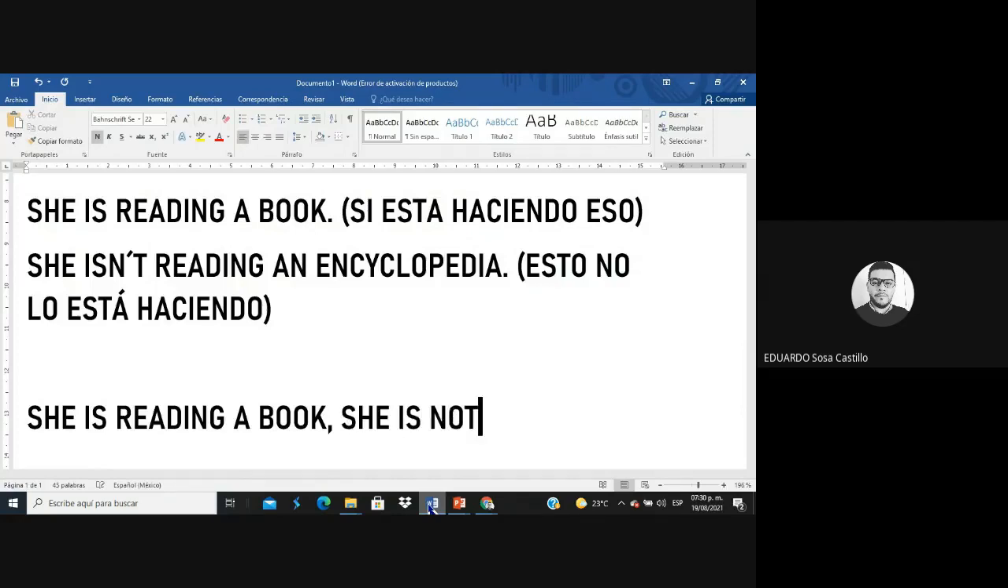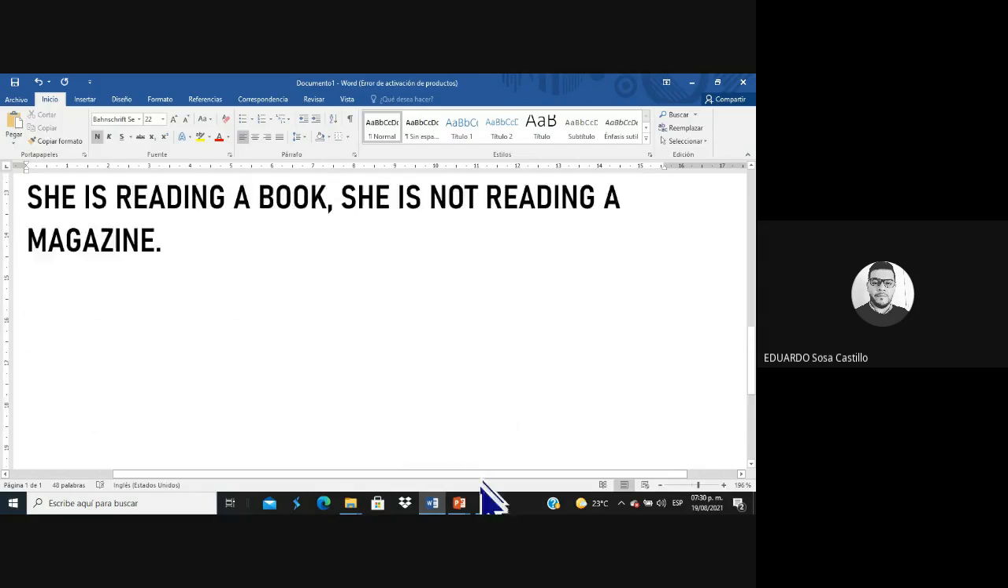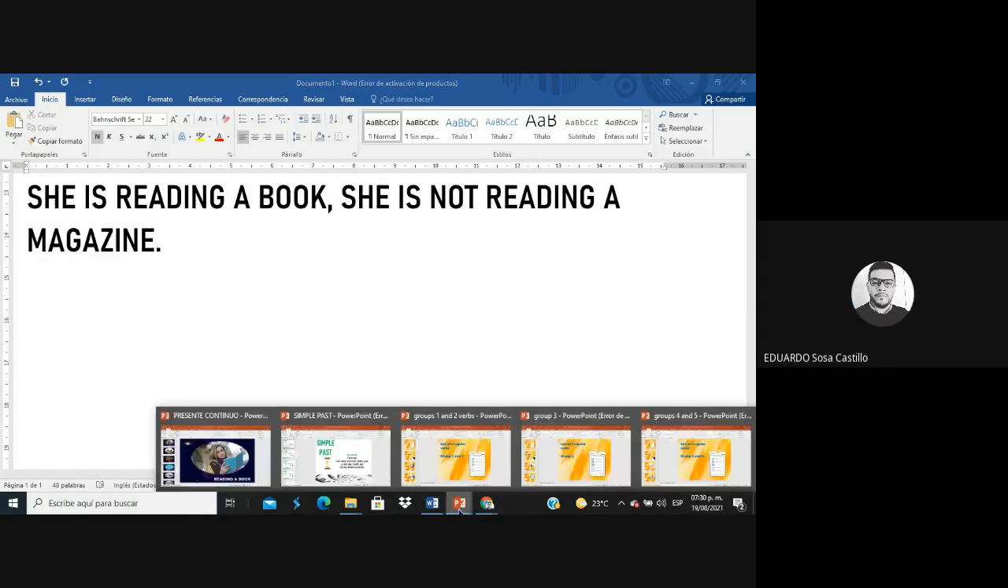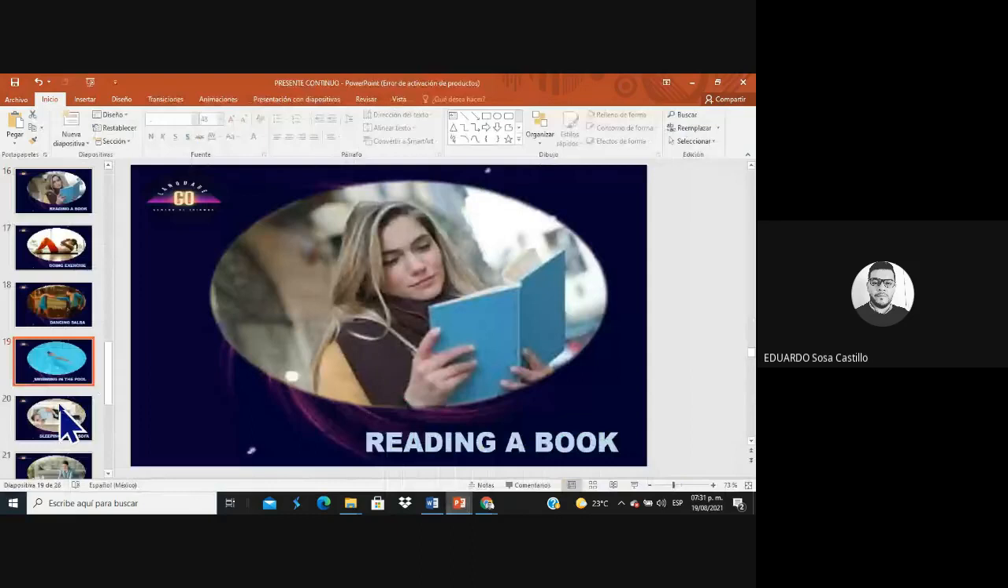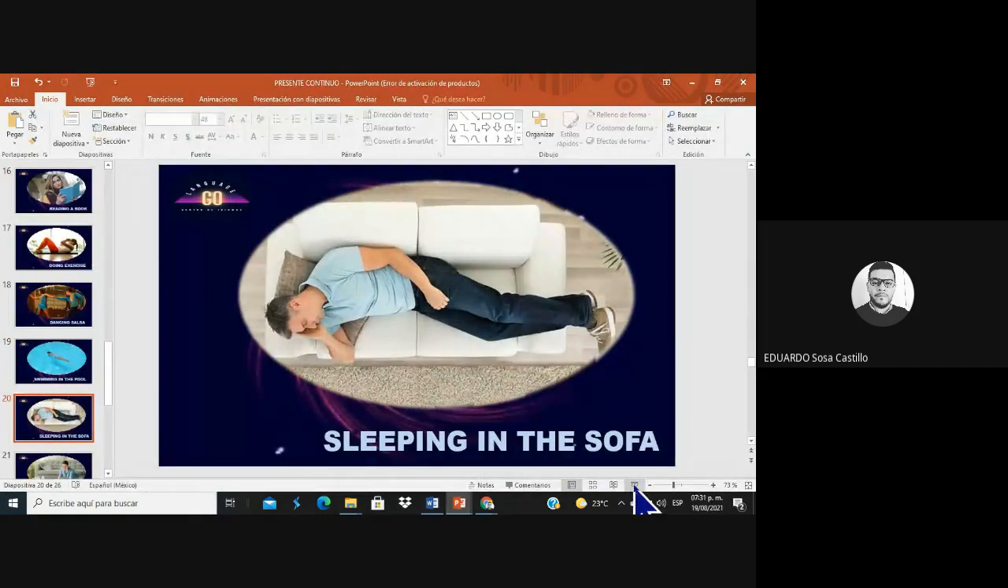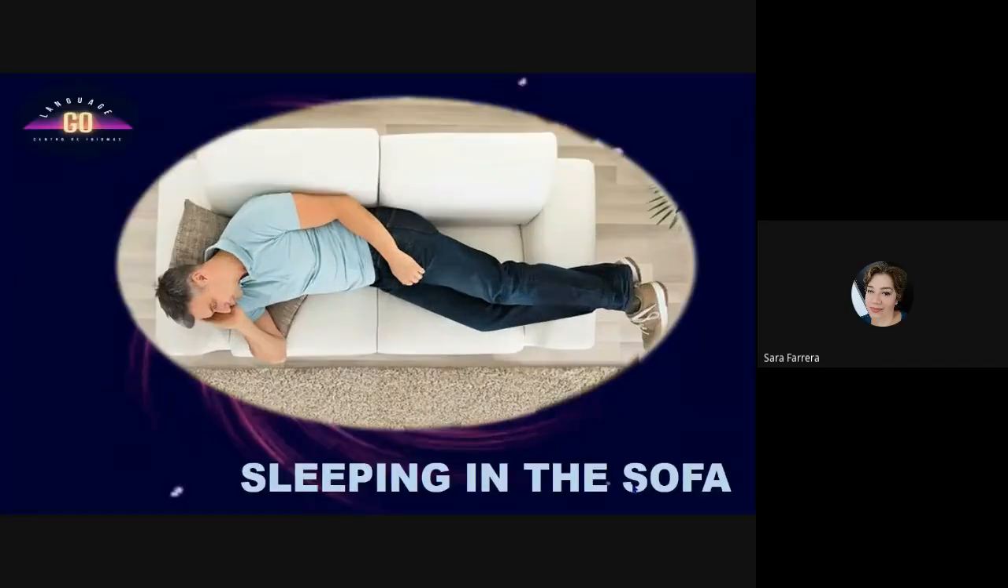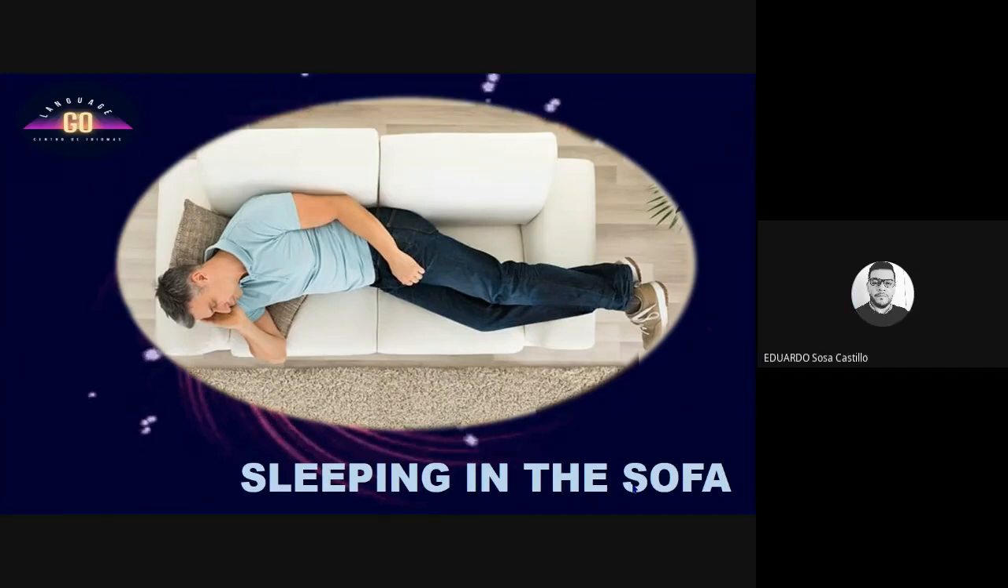She is not reading a magazine. Yes or not, Sarah? Yes. Okay. Now why don't you give me an example with this one about the sofa? Come on. He's sleeping in the sofa. He is not sleeping in the sofa. No, Sarah. Okay, let me talk in Spanish very quickly.